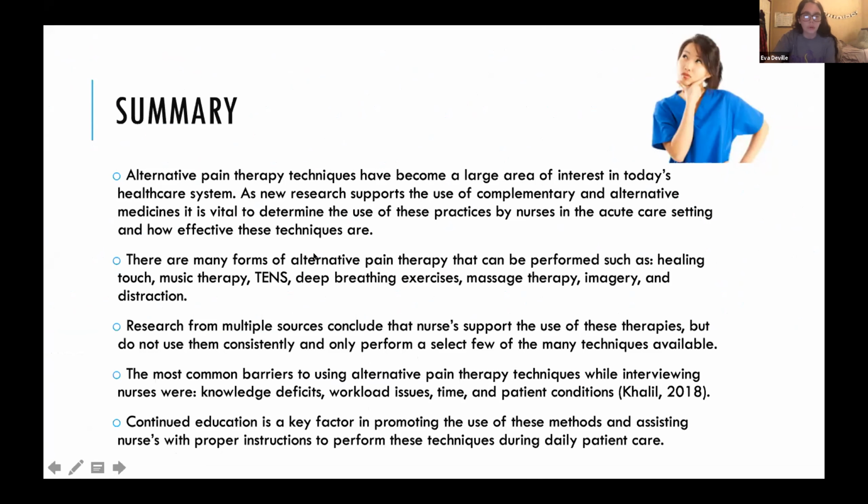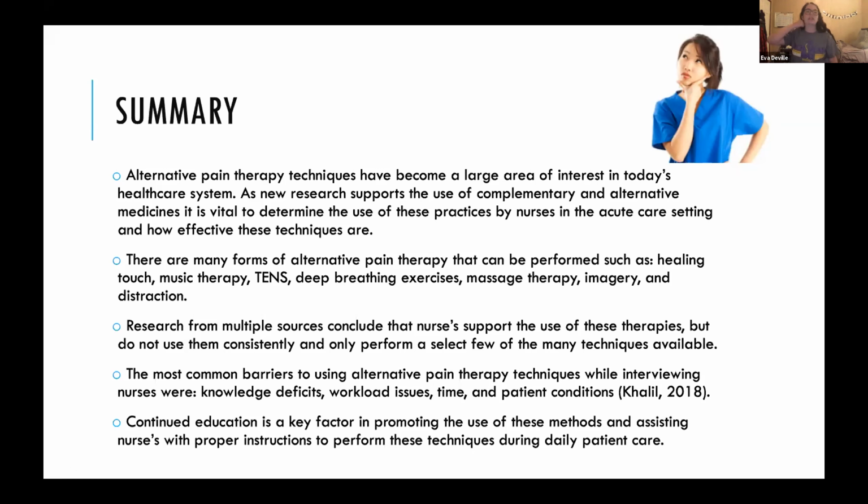There are many forms of alternative pain therapy that can be performed, such as healing touch, music therapy, TENS, deep breathing, massage therapy, imagery, and distraction. Research from multiple sources in my lit review concluded that nurses support the use of these therapies, but they don't necessarily use them consistently and only perform a select few of the many techniques available.